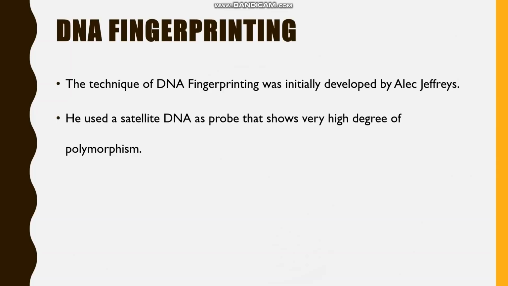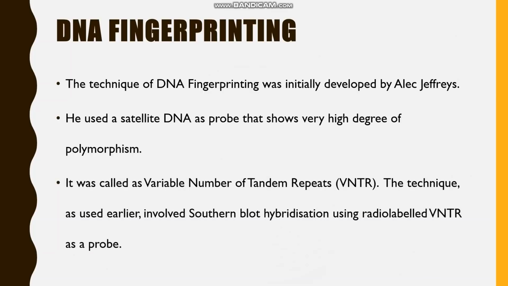He used a satellite DNA as a probe that shows a very high degree of polymorphism. Just now I told you about polymorphism. A specific satellite DNA used as a probe that shows a very high degree of polymorphism was called a variable number of tandem repeats, or VNTR. So this VNTR, variable number of tandem repeats, is used in DNA fingerprinting.